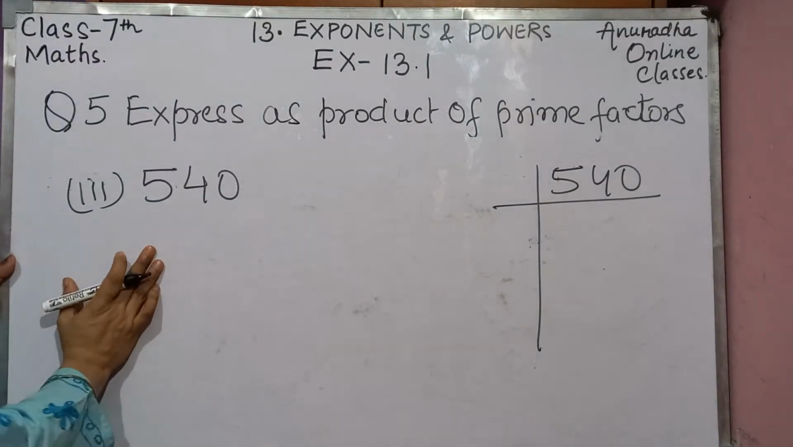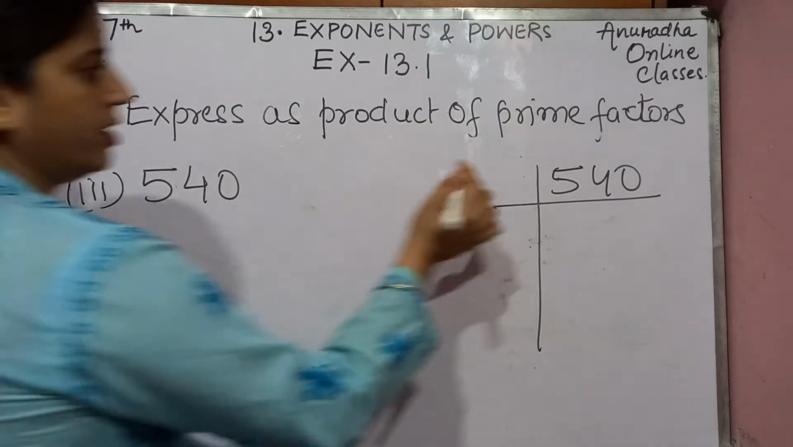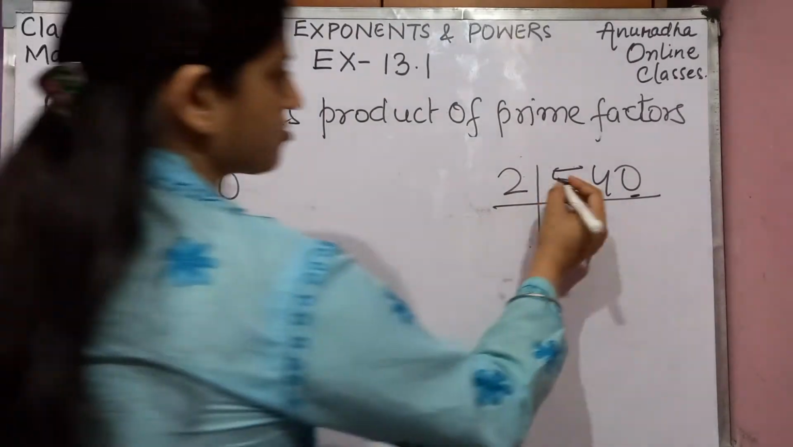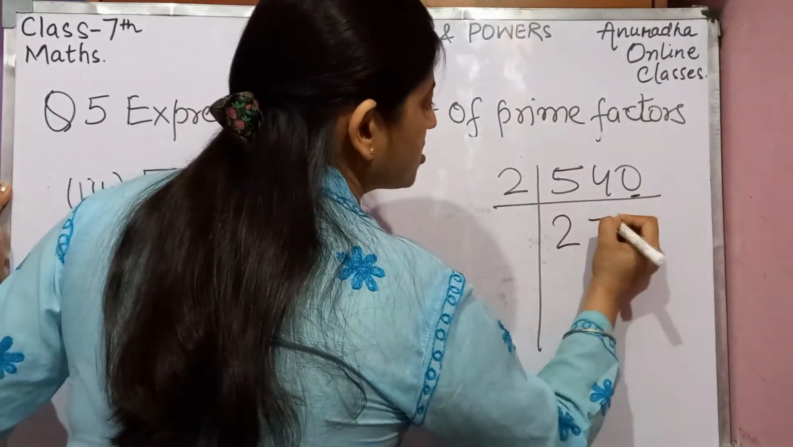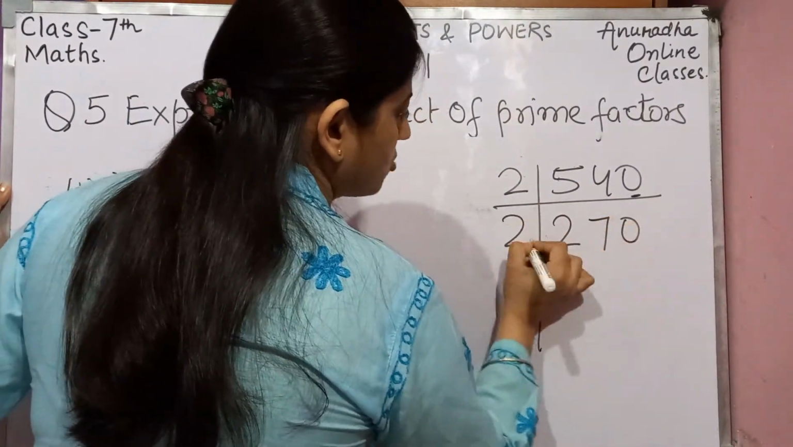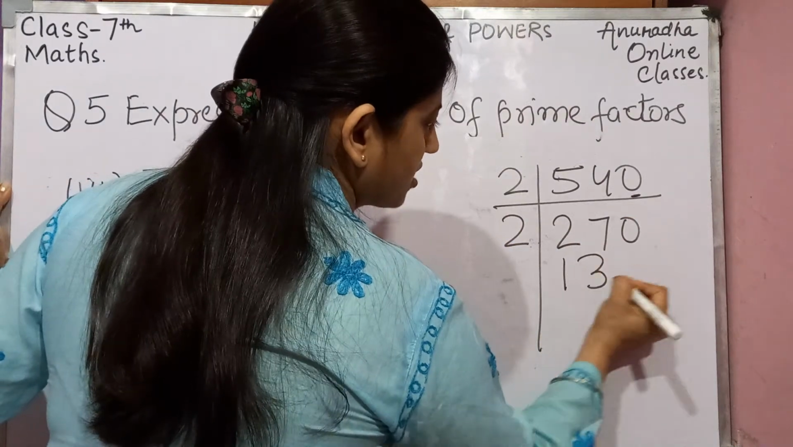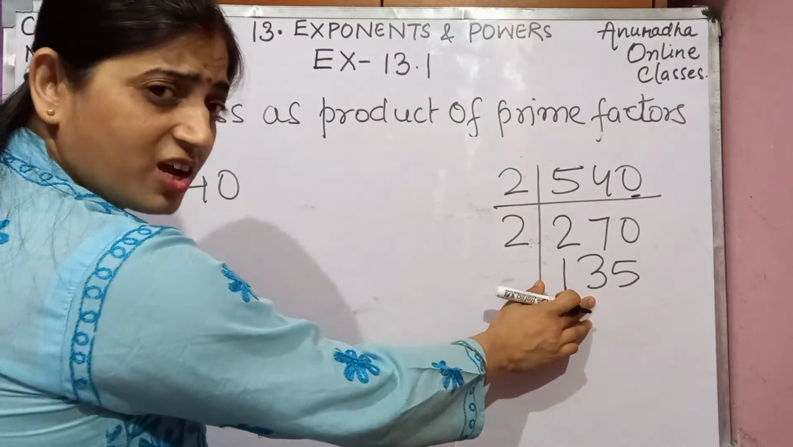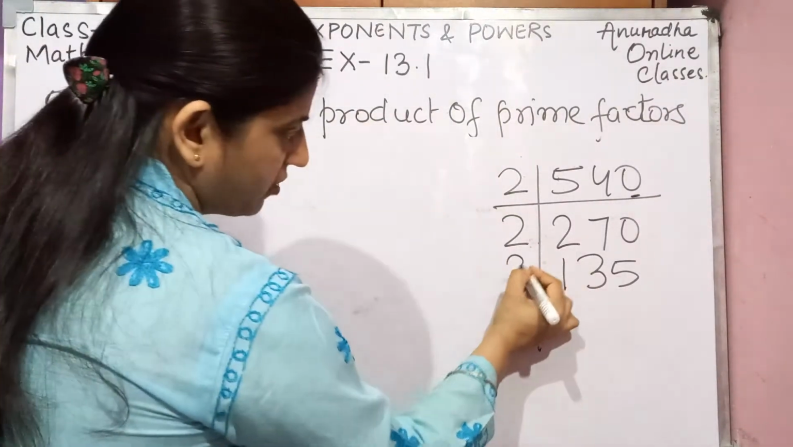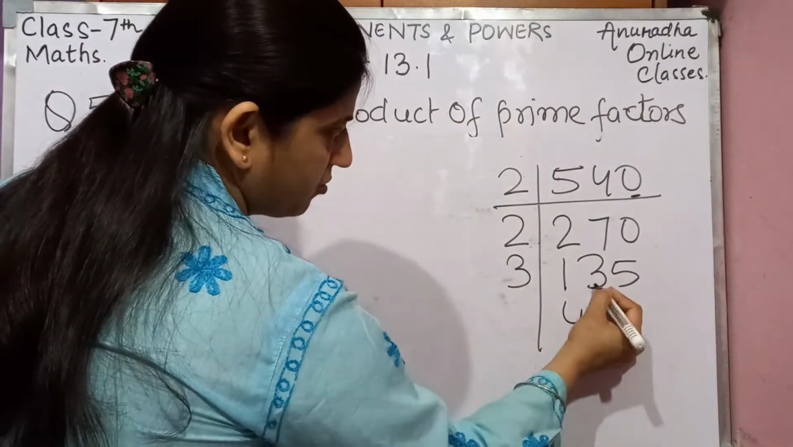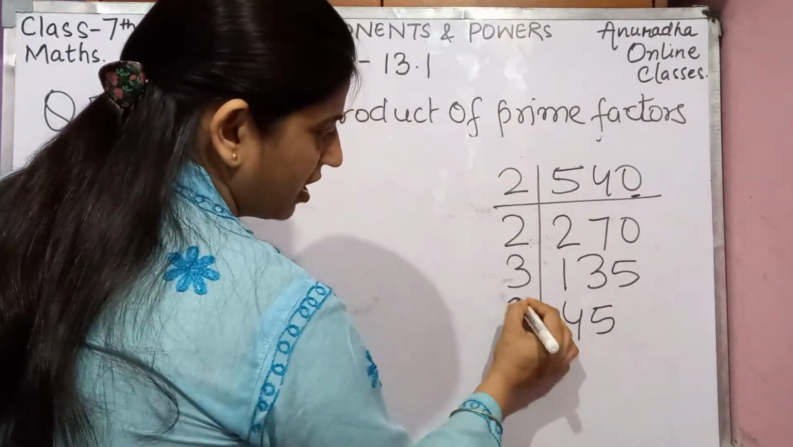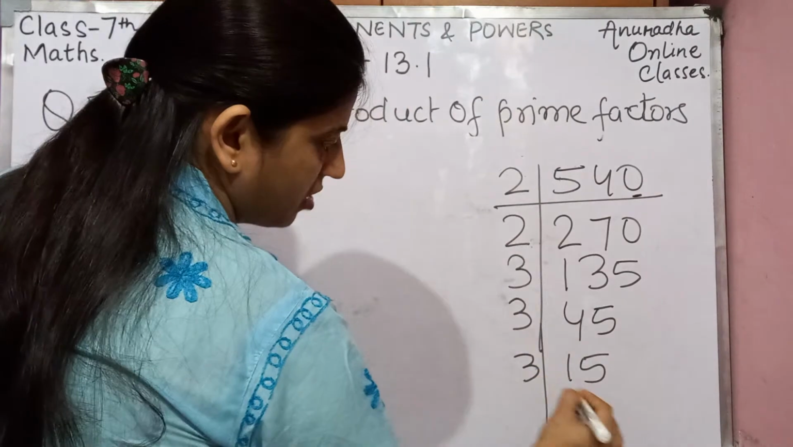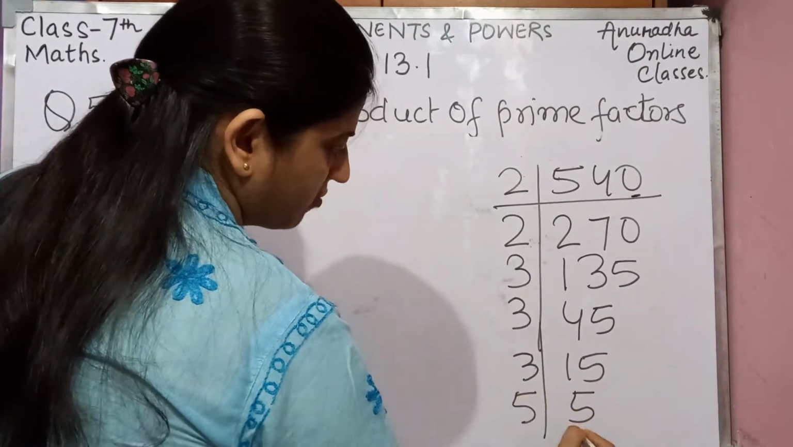See children, here is your third part, that is 540. So it will go with 2. Why? Because unit place is 0. We will cut it with 2 first of all. 2 2s are 4, 2 7s are 14, 2 0s are 0. Then 2 1s are 2, 2 3s are 6 and 2 5s are 10. Now see, 5 plus 1 is 6, 6 plus 3 is 9. It will go with 3. 3 4s are 12 and 3 5s are 15. Again it will go by 3. 3 15s are 45. Then 3 5s are and then 5 1s are.